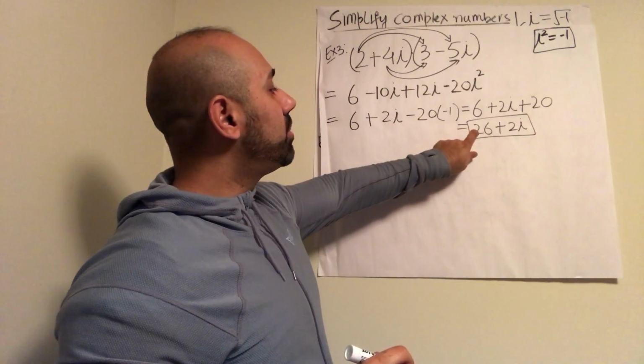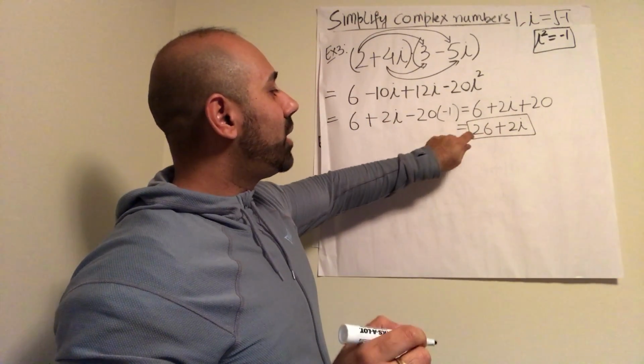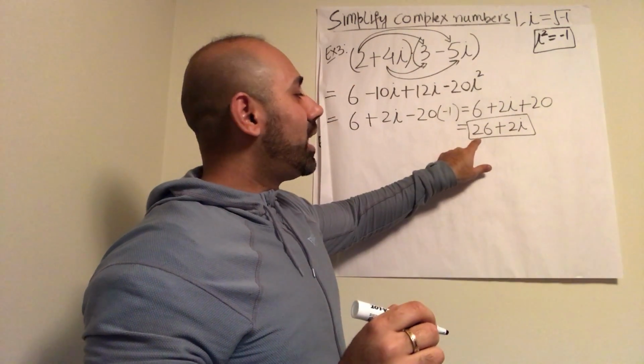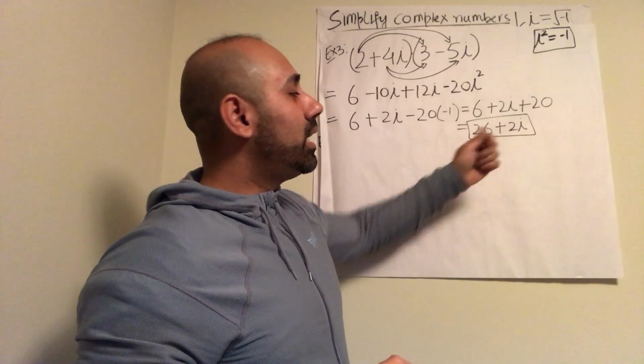How do we know this is a simplified form? The best way to figure out that this is a simplified form is to see that we can clearly identify the real and the imaginary part.